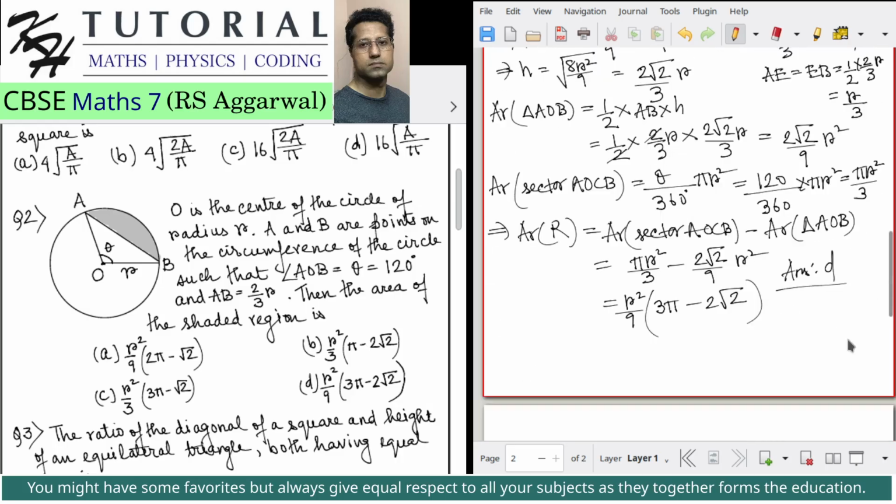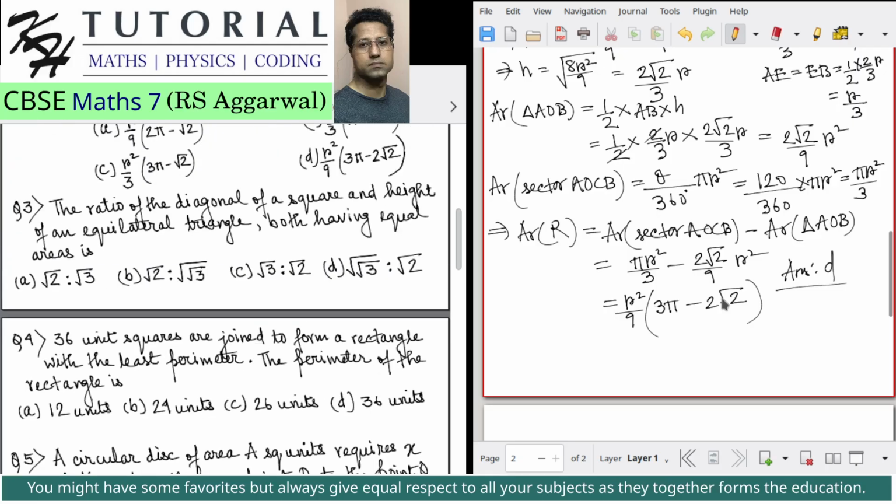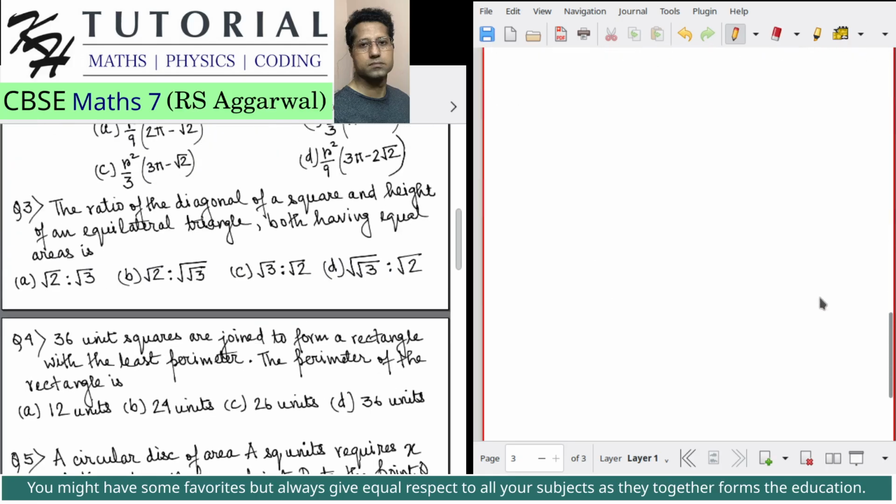Okay, let's see the next problem. Question number 3. The ratio of the diagonal of a square and height of an equilateral triangle, both having equal areas, is. We have to find the ratio of the diagonal of a square and the height of an equilateral triangle where the area of the square and the area of the triangle are equal.